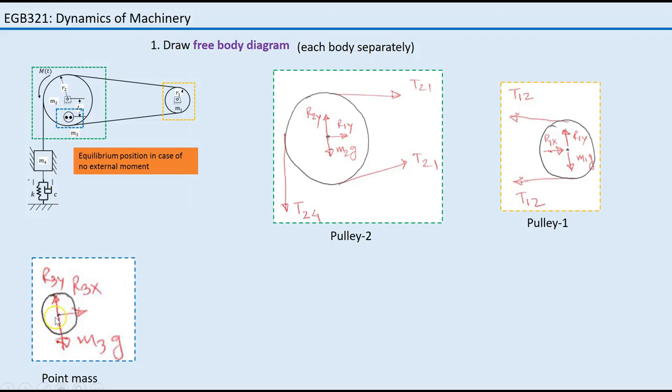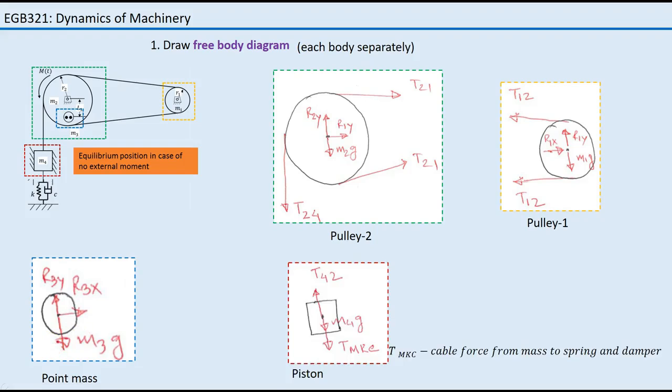Okay, and then we need to consider point mass. So again, point mass is connected to the bigger pulley through a pin joint. So at center of the point mass we have 2 reaction forces, and at the center of the point mass also force weight is acting. Last, free body diagram is of a piston. So the piston has 2 cable forces, upward which is going to the bigger pulley, and downward is going to the mass and spring, and we name it as TMKC, which is cable force from mass to spring damper. And also at the center of this piston weight is acting.